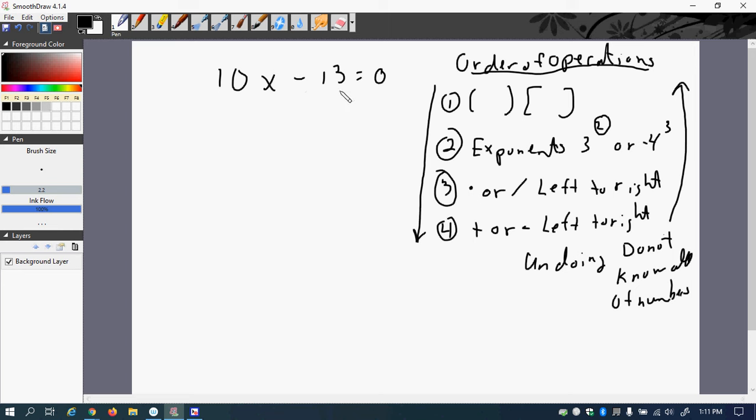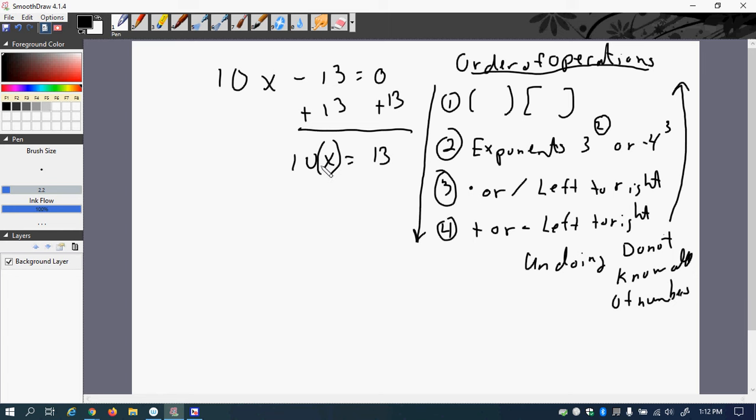So in this particular problem, I see a minus or subtraction in the problem, so I'm going to undo it. And the undoing is to add 13 to both sides. Add 13 to both sides. And so by doing that, I'm undoing it to both sides of the equation here. This is the right side of the equation, this is the left side of the equation. So now I get 10x equal to 13 because this goes to 0, and I don't need to include it. So then I go to my third step. I see that there is multiplication here, and that has to be taken care of.